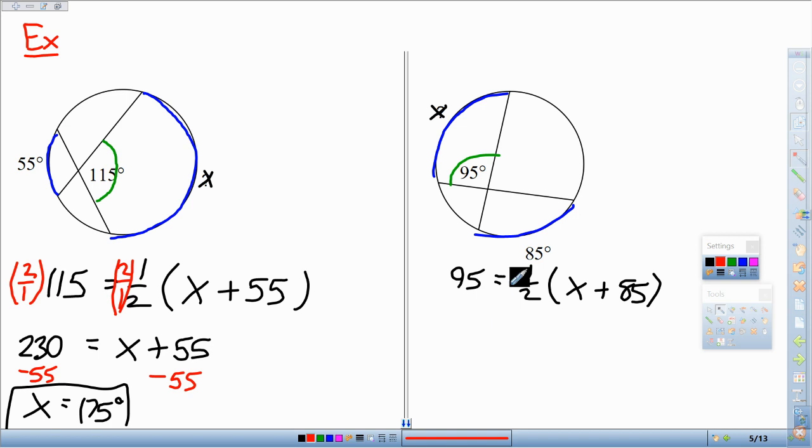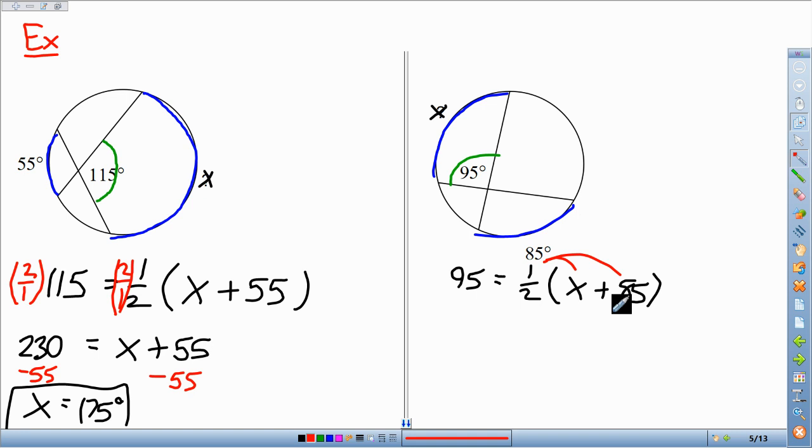So again, instead of distributing the 1/2, I could distribute if I wanted to. I would get a 0.5x, and whatever half of 85 is, I get some decimals, and that would be fine. If you want to try it that way, please feel free. But I want to practice eliminating the fraction. So let's multiply by the reciprocal, the 2 over 1. If we do it to one side of the equation, we have to do it to the other.